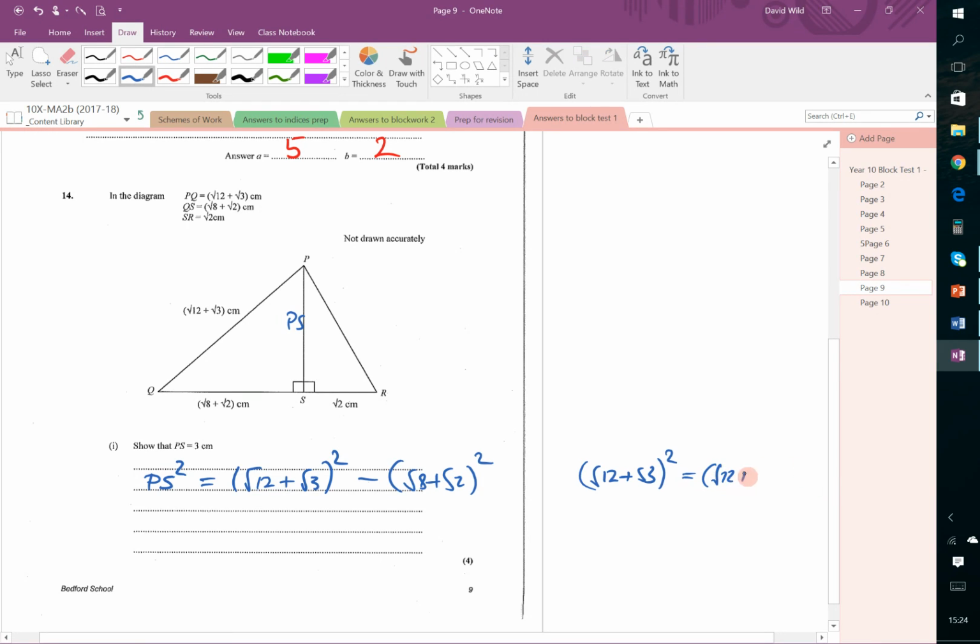It's root 12 plus root 3 times root 12 plus root 3. Okay? And FOIL. This is root 12 times root 12, which is 12. Root 12 times root 3 is root 36, which is 6. Root 3 times root 12 is root 36, which is 6. Root 3 times root 3 is 3. And we're left with 12 plus 6 is 18, plus 6 is 24, plus 3 is 27.